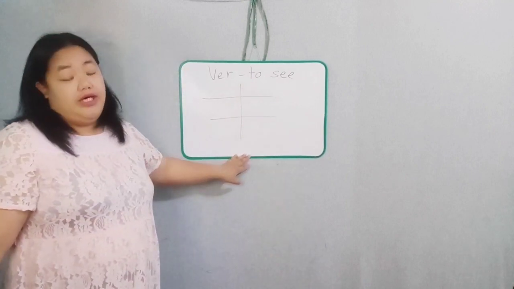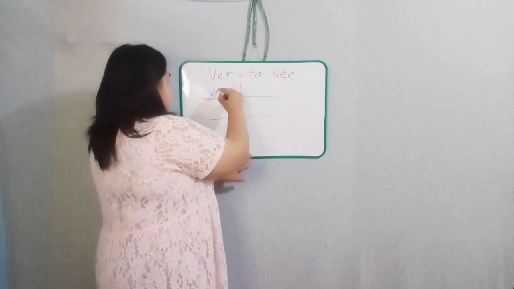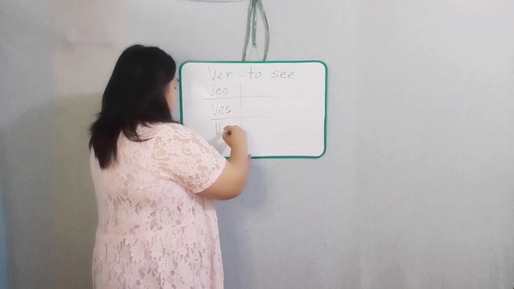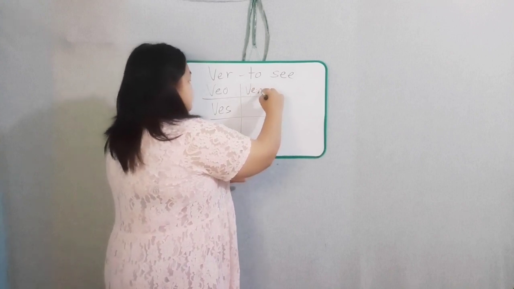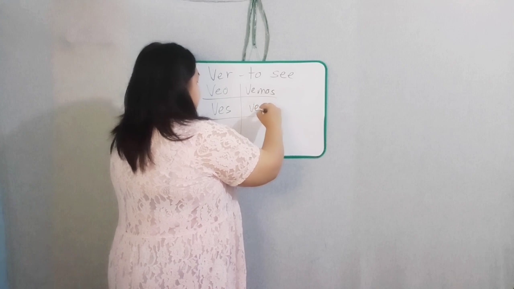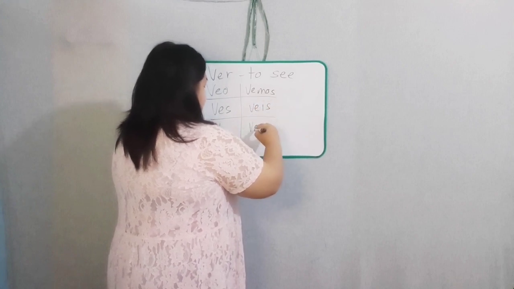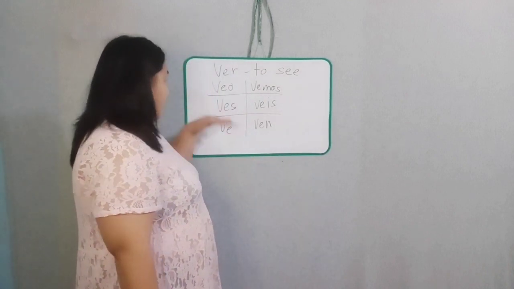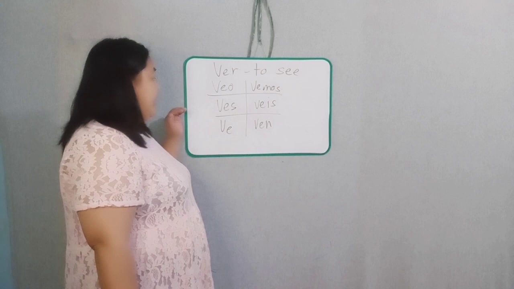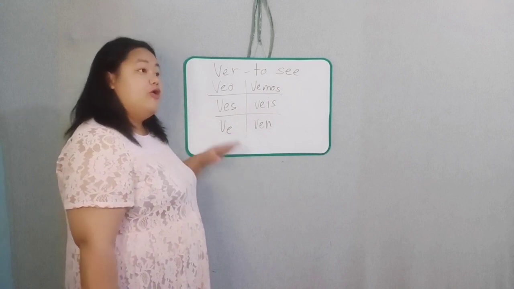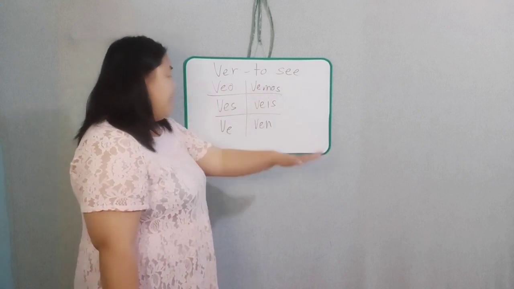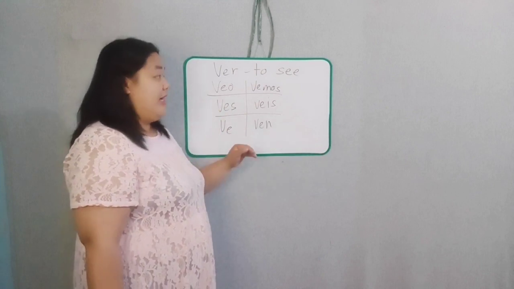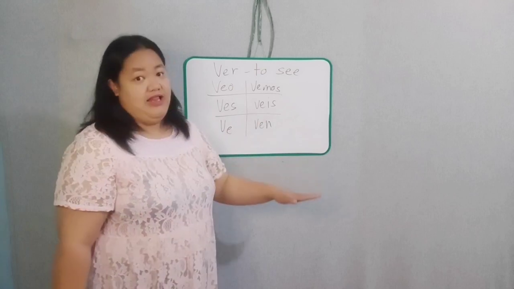So starting off with the yo, it's veo, ves, ve, vemos, veis, ven. So we can now say yo veo, tú ves, él ve, ella ve, usted ve, nosotros vemos, vosotros veis, ellos ven, ellas ven, ustedes ven.